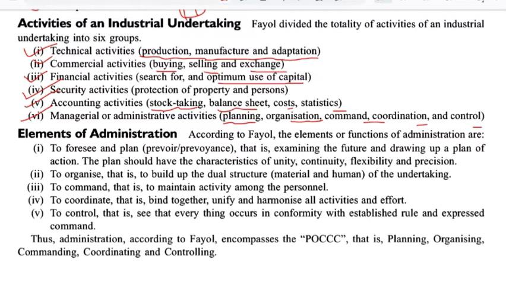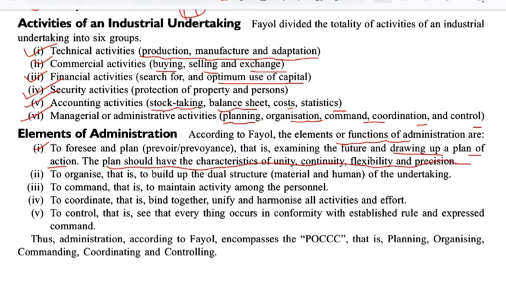Okay. Then we have elements of administration. There are 5 types of elements of administration, or we can call them functions of administration. These are to foresee and plan, that is, to forecast things and make a plan, such as prevision. That is examining the future and drawing up a plan of action. The plan should have the characteristics of unity, continuity, flexibility and precision.